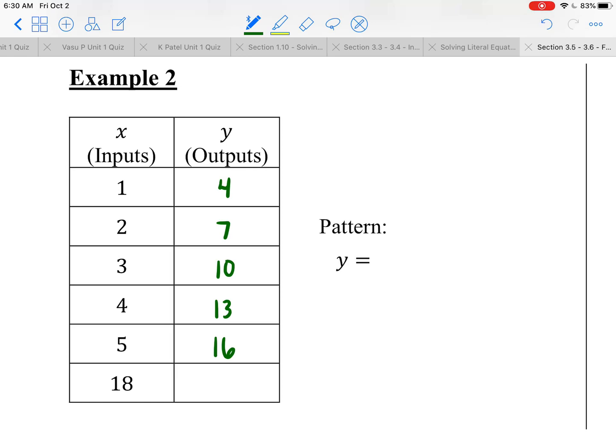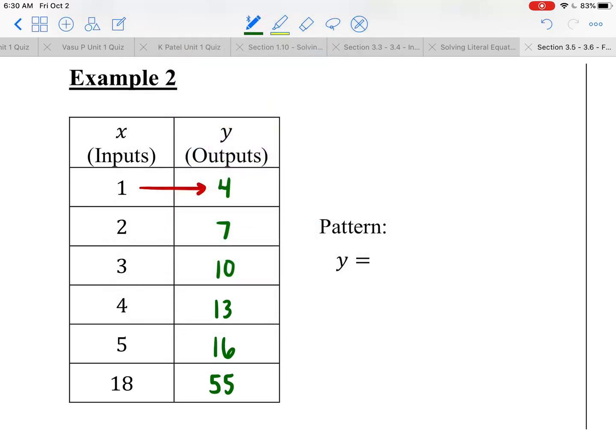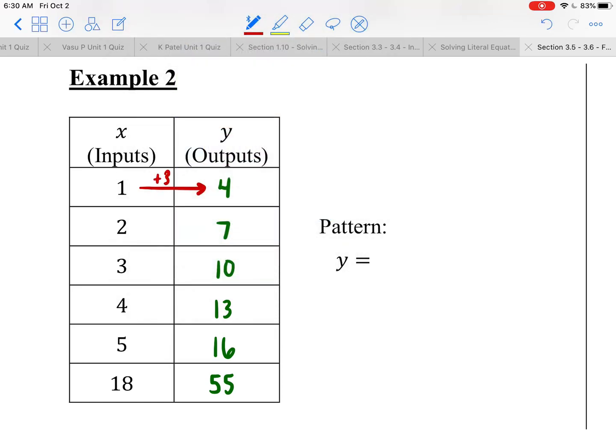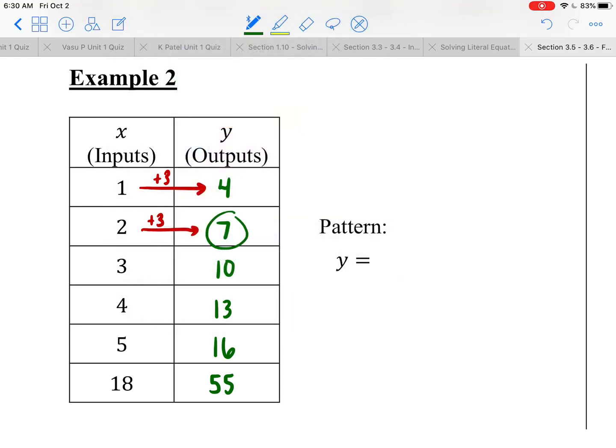And then, I guess we're jumping down to 18. That gives you an output of 55. So what we're saying here is if you put in a 1, you do something to the 1, and then you get 4. Some people say the pattern or the rule is to add 3. Okay, cool, let's try that. If we add 3, that works for the first one. Does that work for the second one? The answer is obviously no. 2 plus 3 is 5, not 7.